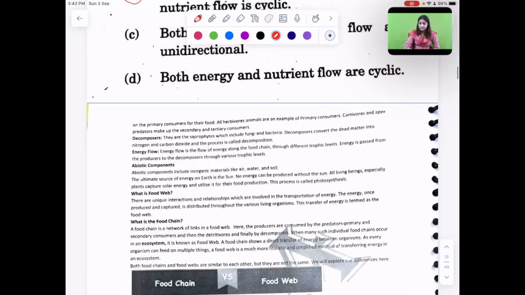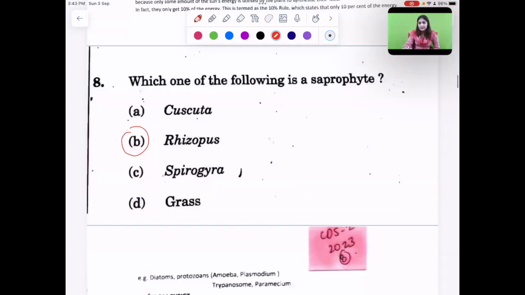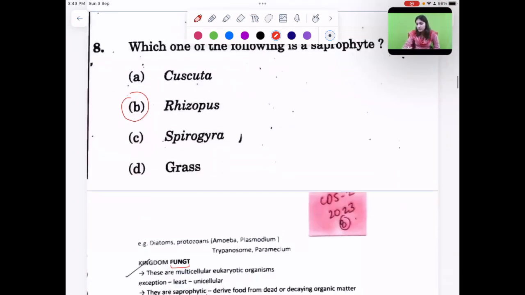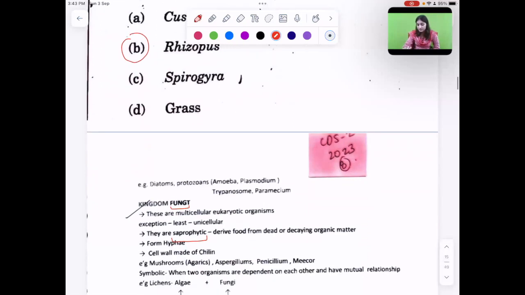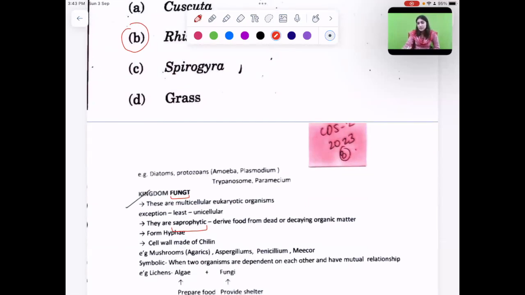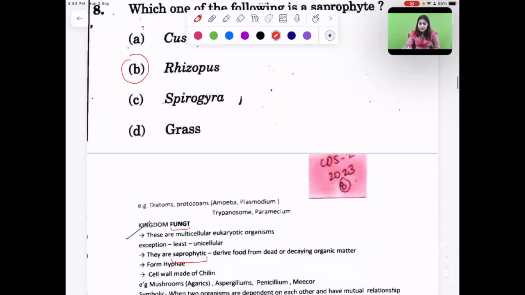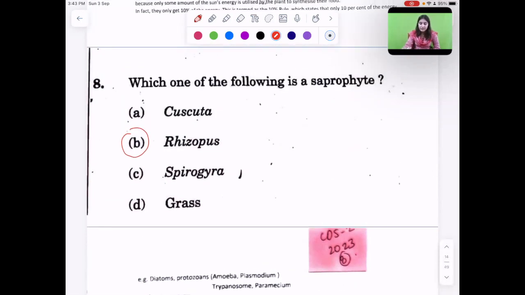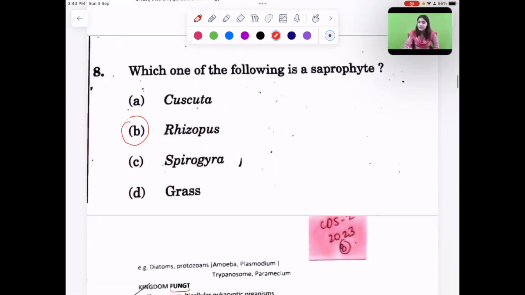Next, which of the following is a saprophyte? Let's look from the notes. So kingdom fungi. All organisms of kingdom fungi have saprophytic mode of nutrition. We have to identify a fungi here. So option B, Rhizopus is a fungi. Spirogyra is an alga. Right? So Rhizopus is the correct answer.